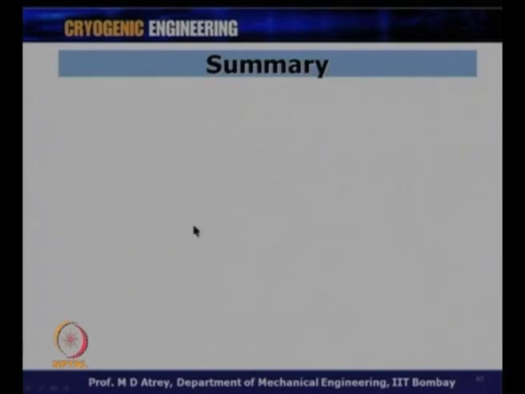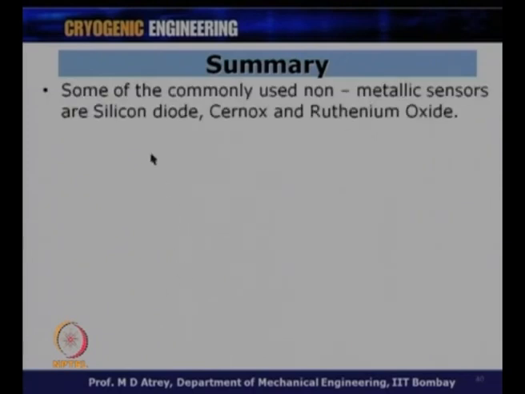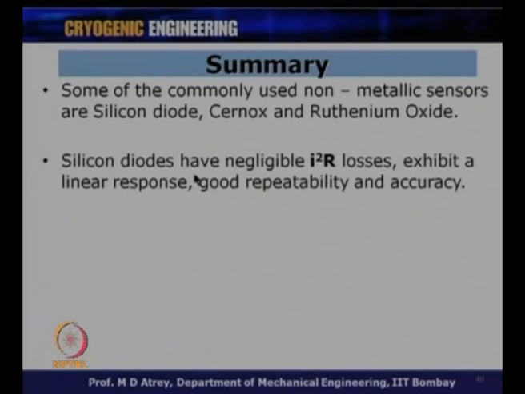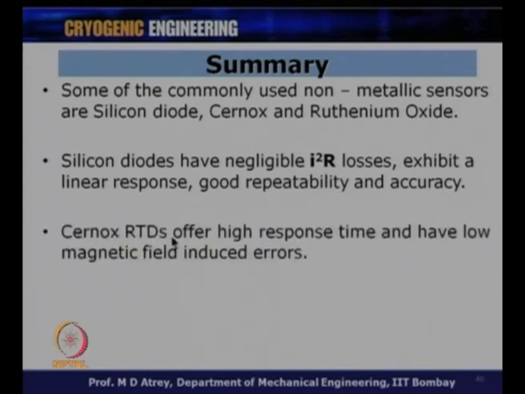So, the summary of the lecture therefore is, some of the commonly used non-metallic sensors are silicon diode, Cernox and ruthenium oxide. Silicon diodes have negligible I square R losses, exhibit a linear response, good repeatability and accuracy. The I is in microamps, and therefore, the losses are minimum for these non-metallic sensors. The Cernox RTDs offer fast response time and have low magnetic field induced errors. So, whenever you have a magnetic field environment, Cernox are the most preferred sensors.